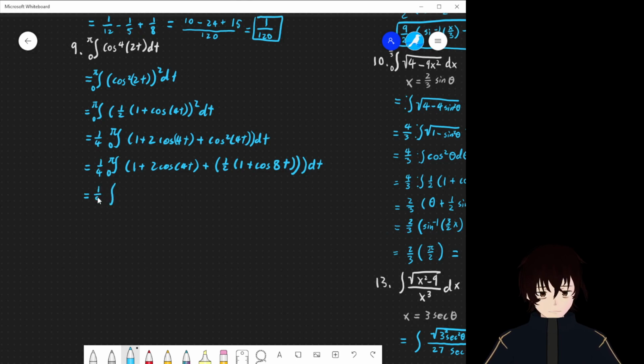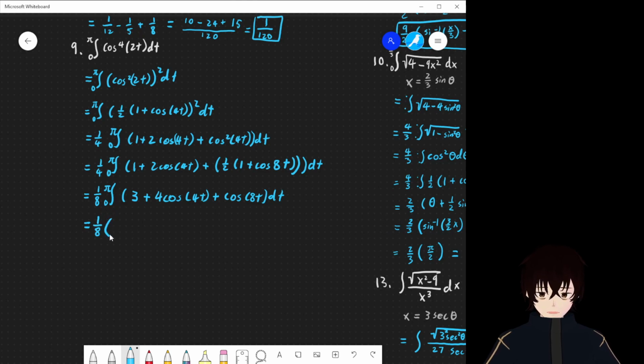We have 1 over 8 times the integral from 0 to pi of 3 plus 4 cosine of 4t plus cosine of 8t dt, and we can integrate that now. No need to do anything else.